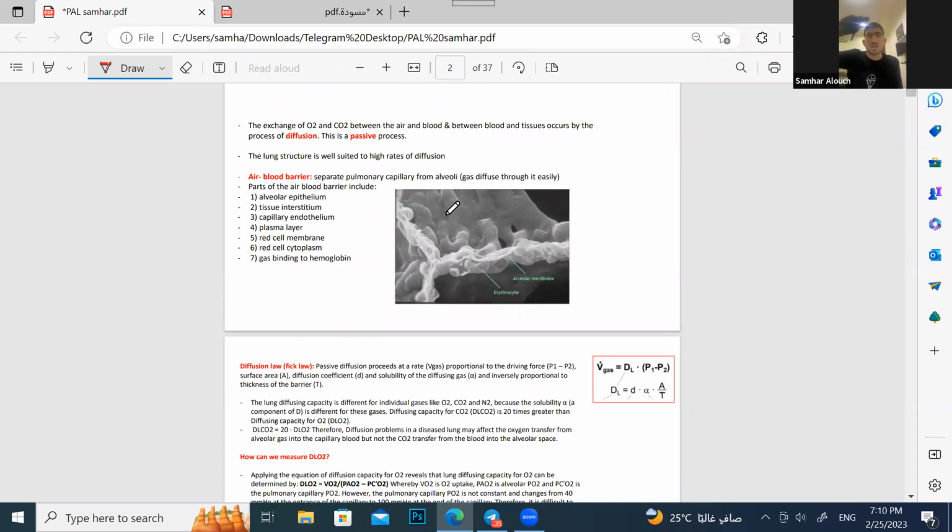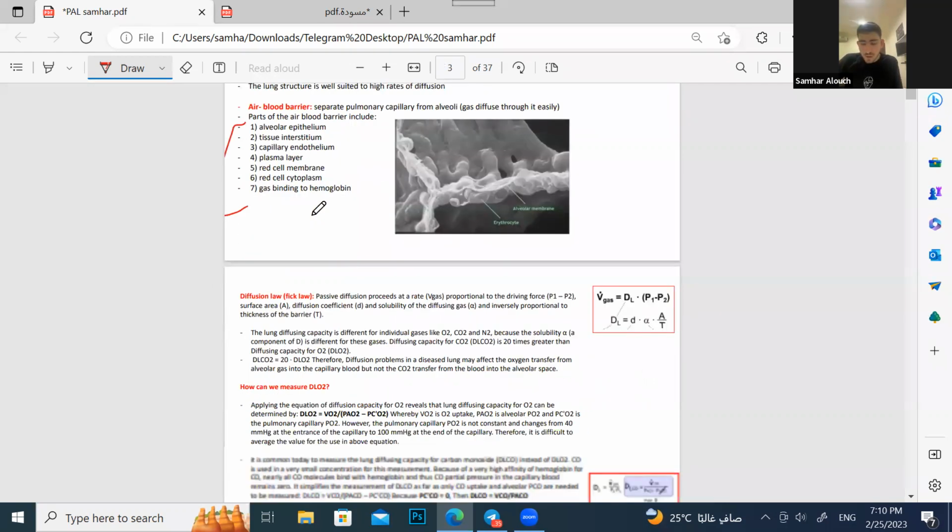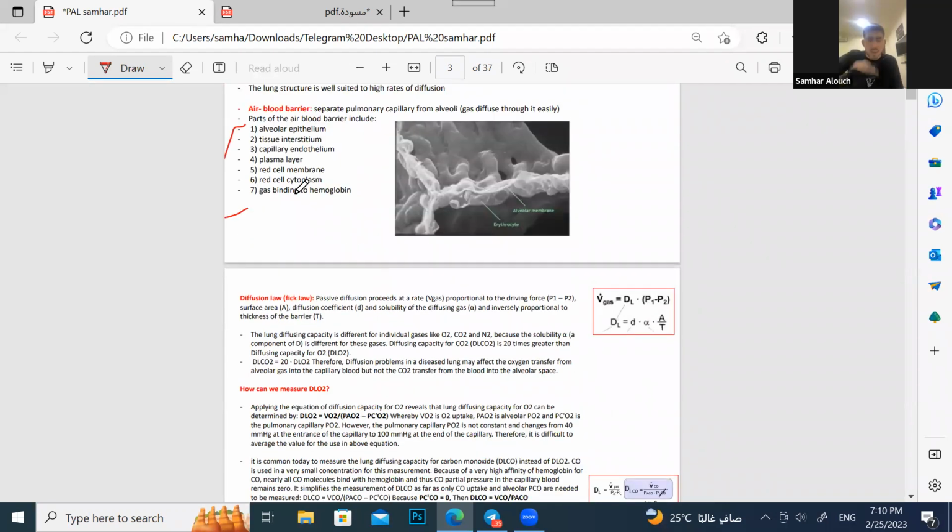Oxygen needs to pass from the alveoli to the capillaries. It needs to pass several membranes. These membranes together, we call the air-blood barrier. And these are the 7 membranes. And yes, you actually need to memorize them. And they are easy. It's just membrane, plasma, membrane, plasma, membrane, plasma, then hemoglobin.